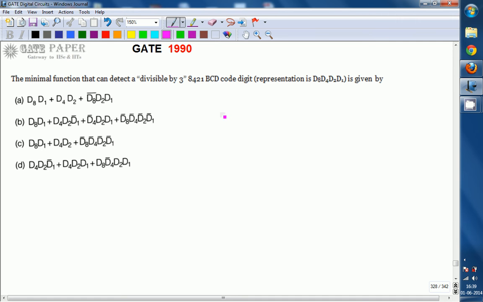So first of all, the inputs are the 8421 BCD code, and for that our f should be 1 only for the values that are divisible by 3. So there are BCD combinations, BCD meaning binary coded decimal. For example, the bits are given as D8, D4, D2, D1.